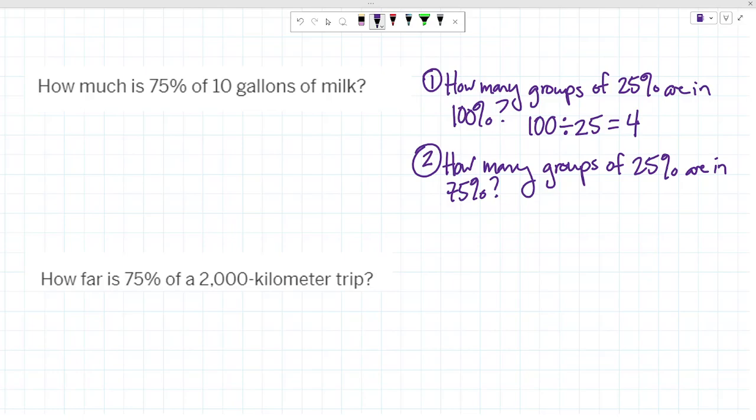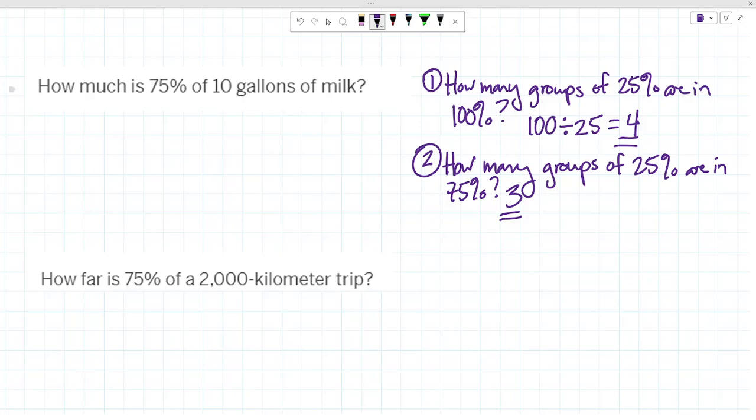And then how many groups of 25% are in 75%? Well, when we just counted by 25s, 25, 50, 75, we said 75 on the third group of 25. So there are 3 groups of 25% in 75%, and there are 4 groups of 25% in 100%. So what we'll do on each of these for finding 75% is first find out what 25% of the number is, and then use that to find out what 75% is.